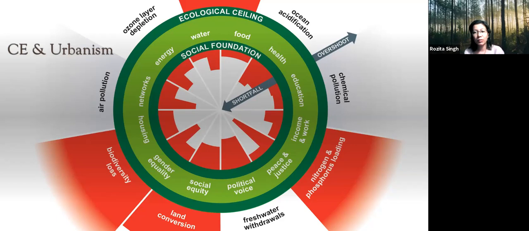So this donut economy model really helps in providing the city government with the framework to develop a strategy to really realize this vision. And it is based on 9 environmental ceilings and 12 social foundations. The environmental ceilings are basically the planetary boundaries beyond which unacceptable environmental degradation occurs. So examples are climate change, air pollution, biodiversity loss.